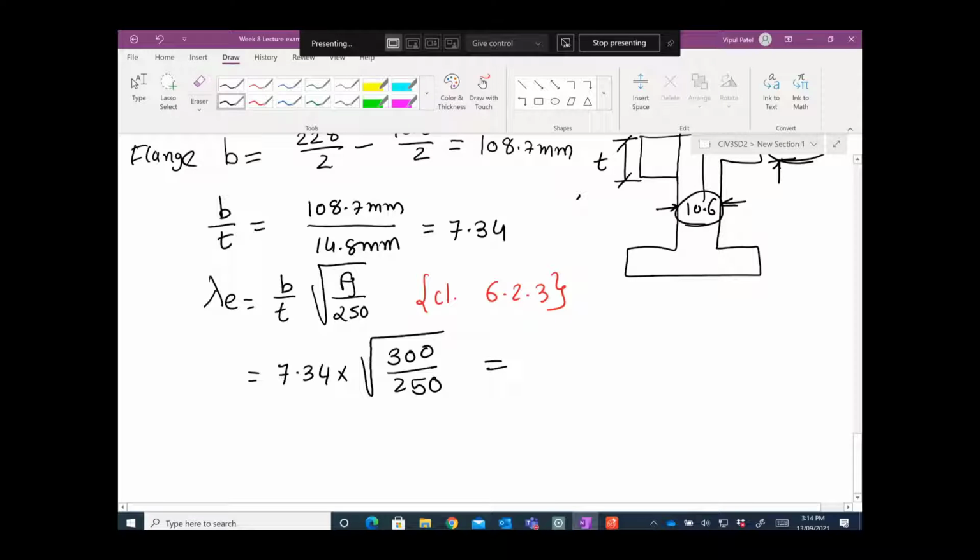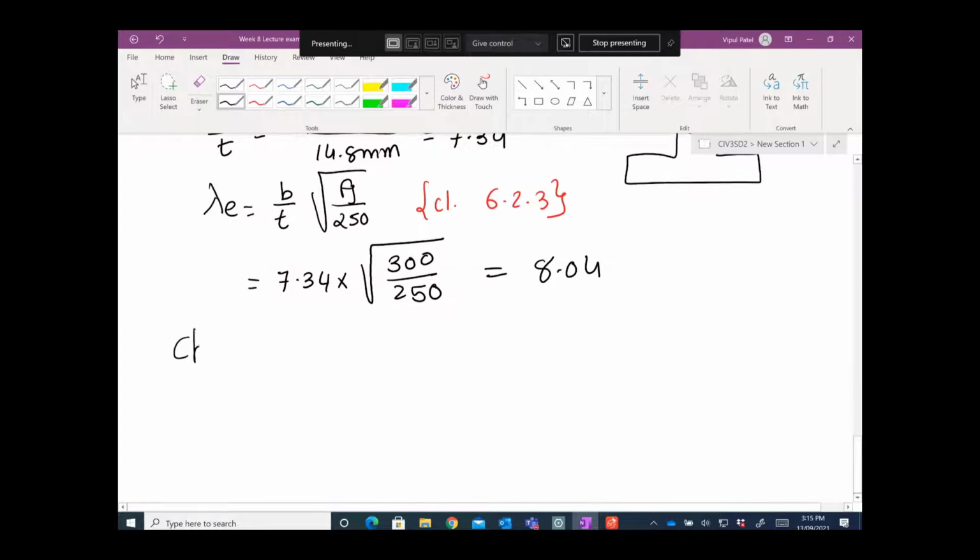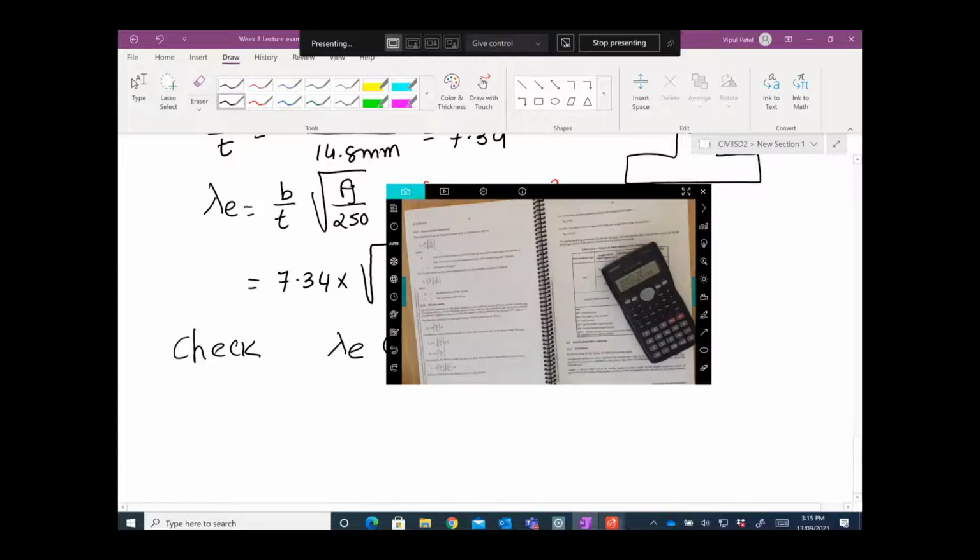So we just put it in the calculator. Square root of 300 over 250 times 7.34 gives you 8.04. Now let's check, meaning whether buckling will occur in the flange or not. So lambda e is 8.04, and let's find lambda ey, which is the yield slenderness limit.